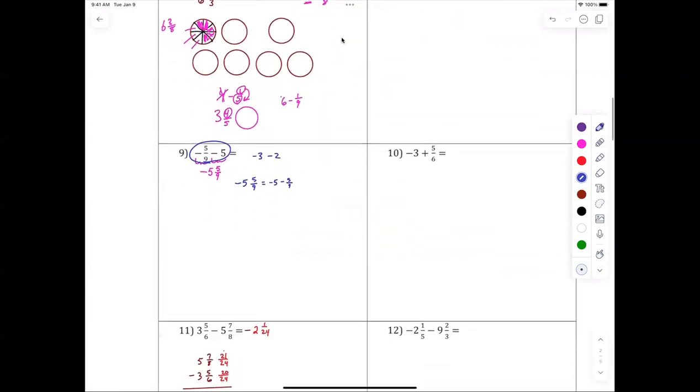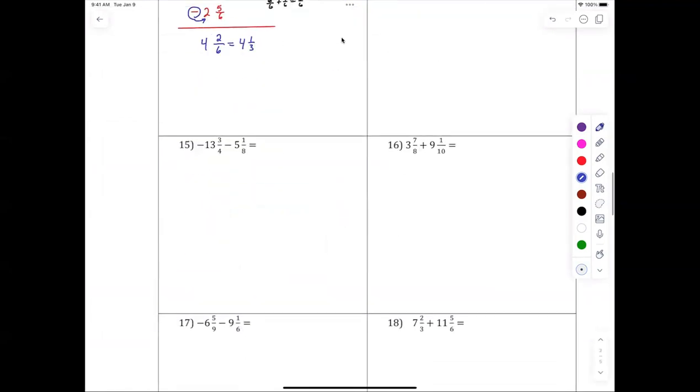Could you just add the first two whole numbers? No, don't do that. It's a little bit more complicated. No, not always. Okay, just stay with me. I got all the examples here for a reason.